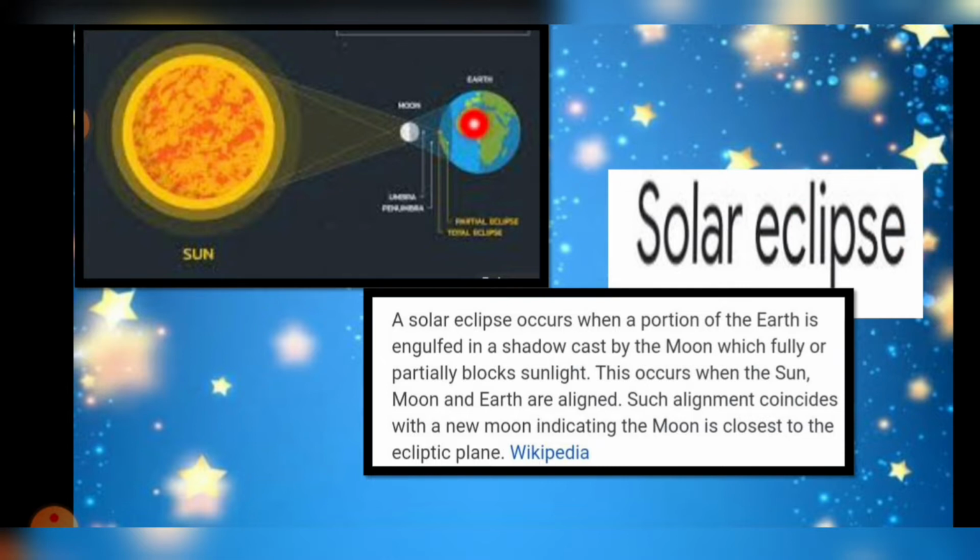So here you can see when the sun, the moon and the earth are aligned, means are in the same position, the moon in between, and on the one side it is earth and on the other it is sun. So when they are in these positions, it is considered to be solar eclipse. Okay children, so this is about solar eclipse.